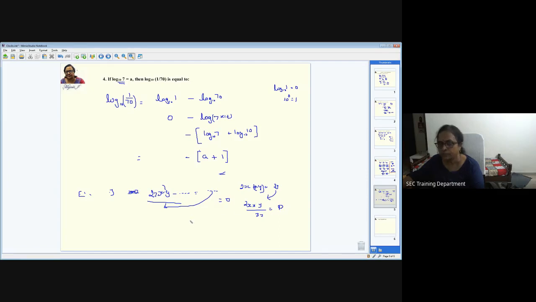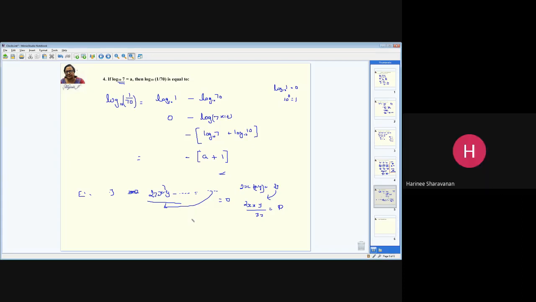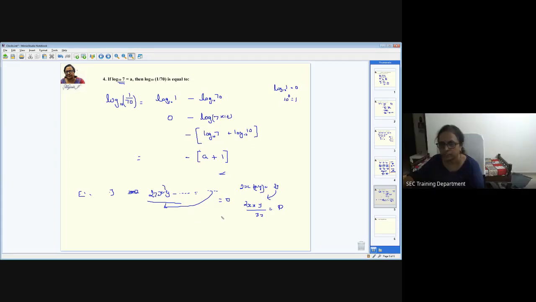Equation doesn't mean that you should always equate that to 0, unless otherwise they mention 0 there. Okay, so that is one mistake in the algebra. You just go through that.